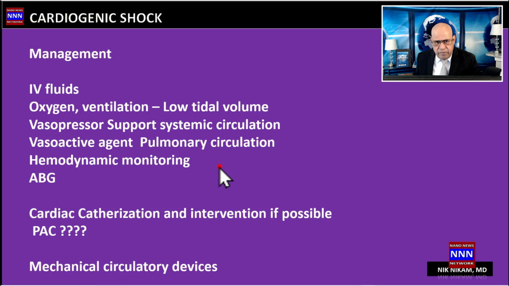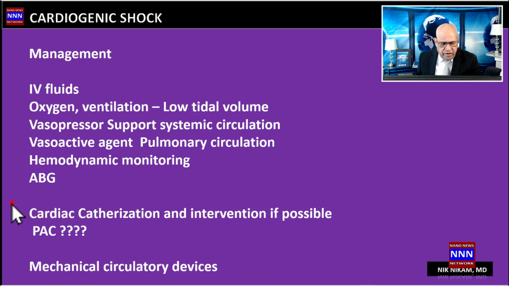As far as management, we have IV fluids, oxygen, ventilation if it's needed, and they recommend low tidal volume to minimize lung damage, because these patients are on such high oxygen levels. Vasopressors, I'm going to talk about vasopressors in a minute: vasopressors that act on the systemic circulation and vasopressors that act on the pulmonary circulation in patients with right heart failure. Of course, hemodynamic monitoring is an important aspect. We need an arterial line, and also monitor their blood gases to look at their acid-base balance. We talked about lactic acidosis due to poor peripheral perfusion.